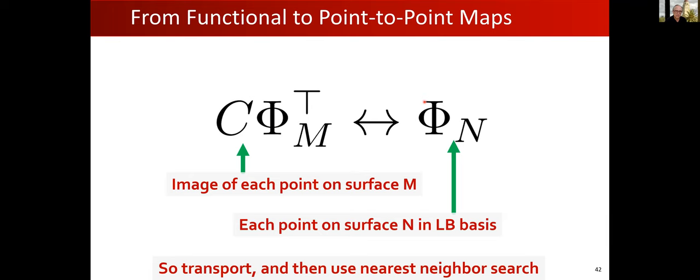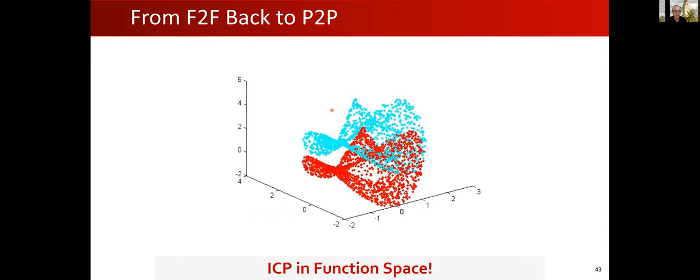And this starts to sound familiar because this is exactly doing ICP in the functional space. So for every transformed point of M, we find the nearest point of N up in the high functional space, and then we apply some rigid motion in the high functional space to bring them closer and repeat, and this improves the correspondences.